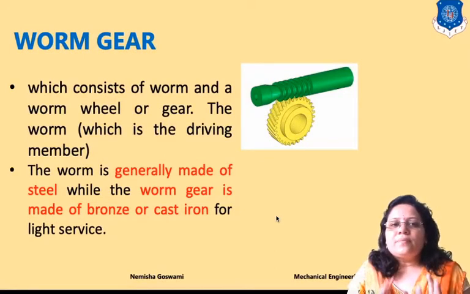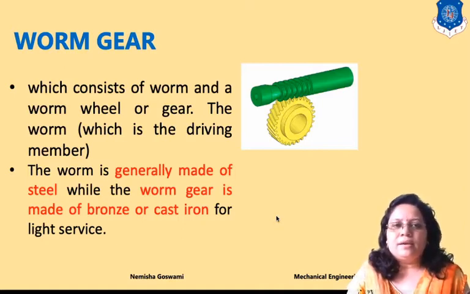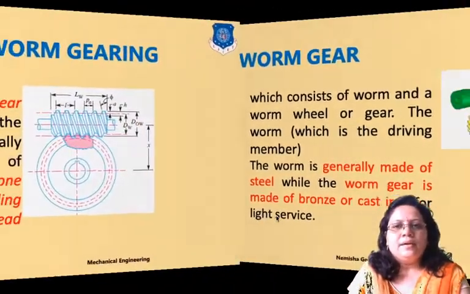It consists of basically two elements. First is the worm and the second one is known as the worm wheel or simply the gear. The first element, which is the driving element, looks like a screw portion, and this is known as the worm. The other is the driven member, which is the gear. What is the material used for manufacturing of worm gear? Generally the worm is made of steel and the worm gear is made of bronze or cast iron. These are the materials used in worm and worm gear.